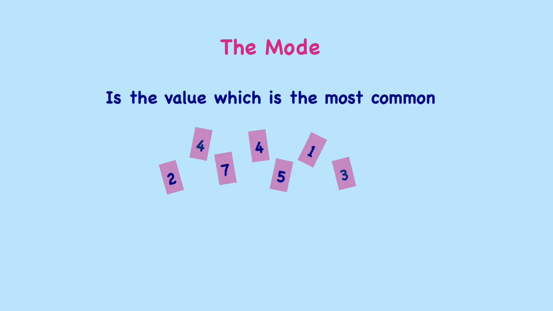So the first average we're going to look at is the mode average. And this is the value which is the most common. So mode is most common. So what we do is we look at our numbers and see which occurs the most often, which is of course the 4. We've got one there and another one there. Therefore our mode is 4.